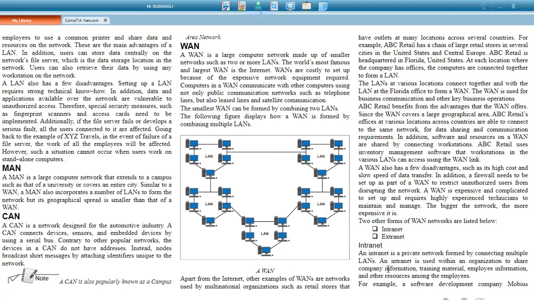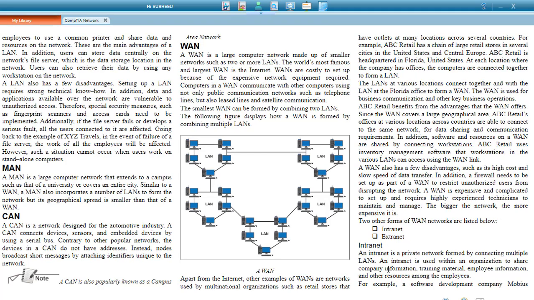MAN. A MAN is a large computer network that extends to a campus such as that of a university or covers an entire city. Similar to a WAN, a MAN also incorporates a number of LANs to form the network, but its geographical spread is smaller than that of a WAN.